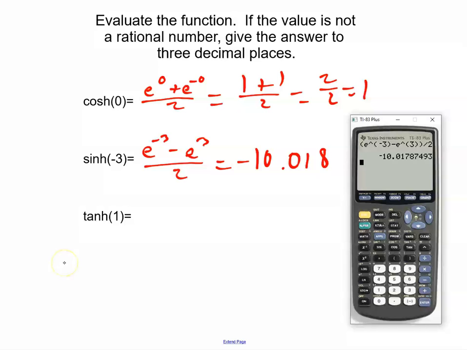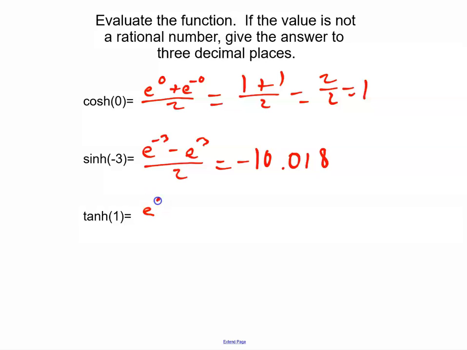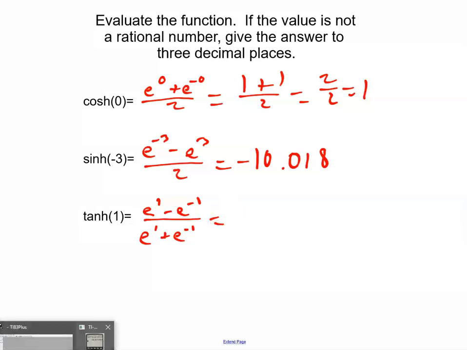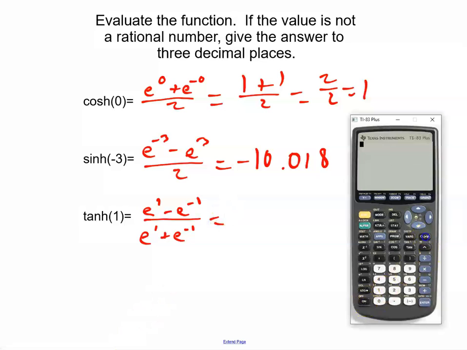All right, so then the last one, hyperbolic tangent of 1. Remember, hyperbolic tangent is just hyperbolic sine over hyperbolic cosine. So that's e to the 1 minus e to the -1 over e to the 1 plus e to the -1. And I'll type that into my calculator. Parentheses in the numerator. And since it's just e to the 1, I'm not even going to use my e to the x button. I'm just going to use my e button, because e to the first power is just e. And then I save myself a couple parentheses there. Minus e to the -1.